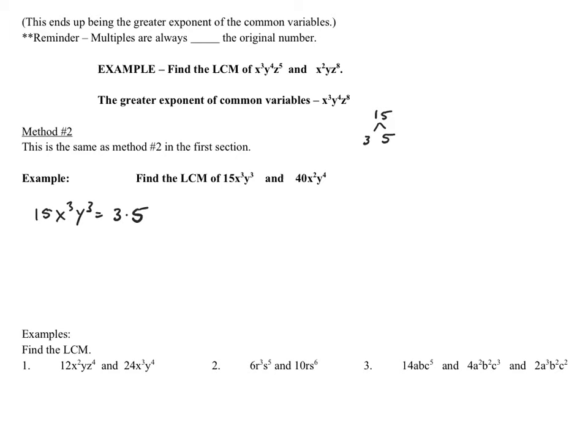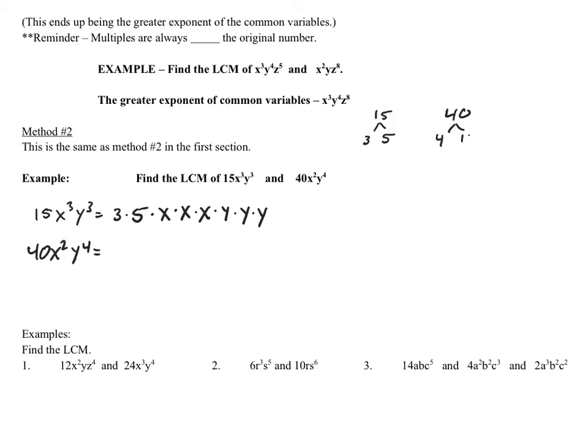But then we need to look at the variables. You want to remember that exponents are simply talking about the number of times something is multiplied by itself. So x to the third is just saying we're going to take x times itself 3 times. So x times x times x. And again, y to the third is y times itself 3 times. So we would have times y times y times y. And we want to do the same for 40x squared y to the fourth.